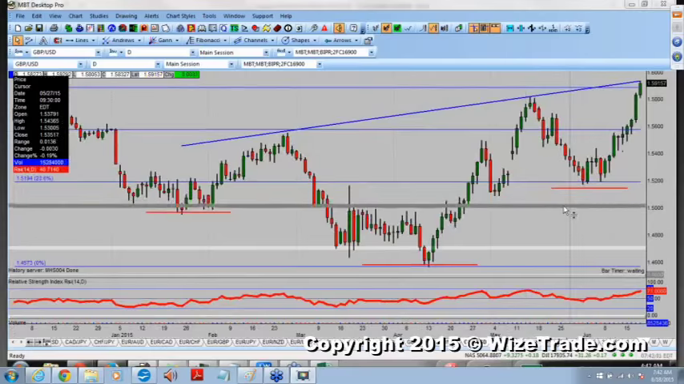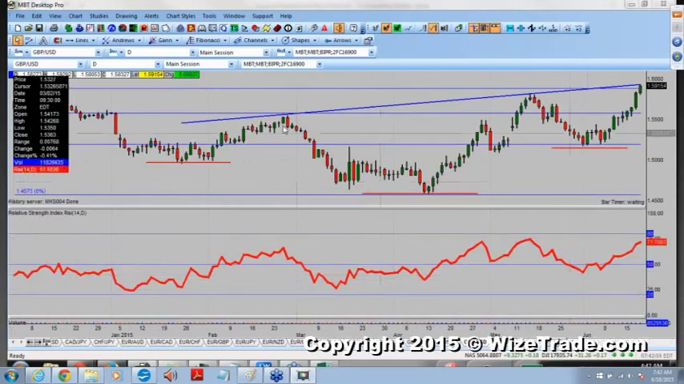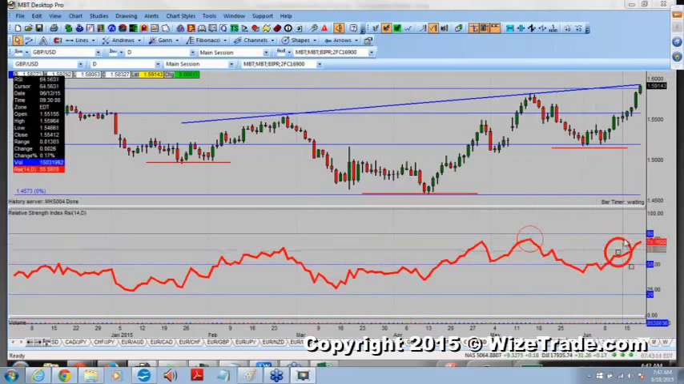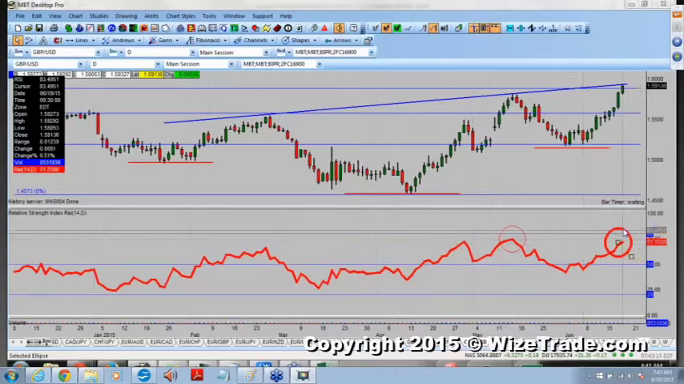We are now divergent on relative strength. So what you'll notice here is relative strength is higher here than we're at currently. You see that?